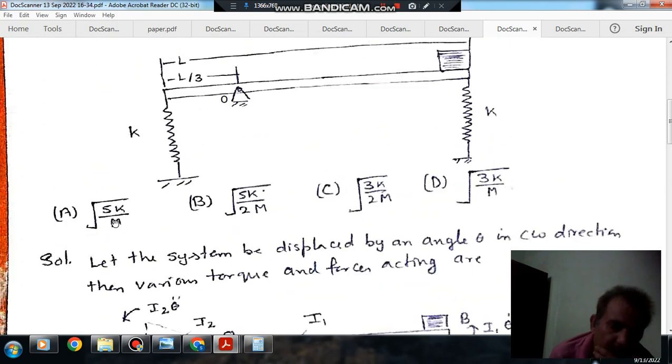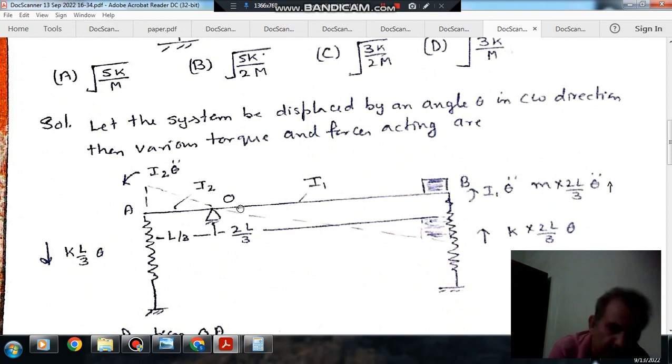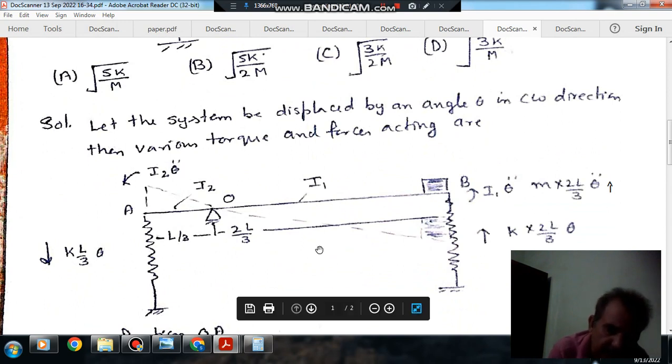So first of all, displacing the rod by an angle theta and analyzing the bodies' forces. When the rod is displaced by an angle theta, this spring will get expansion and this spring gets compression. So the spring force on this spring is K into L by 3 theta, because this is the radius and this is the angle, so the displacement is L by 3 into theta. So spring force is K into L by 3 theta, and this is in downward direction.